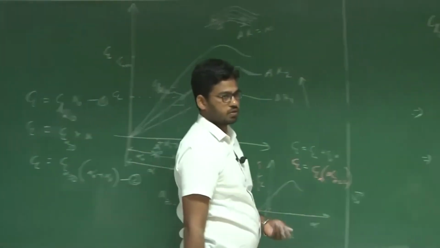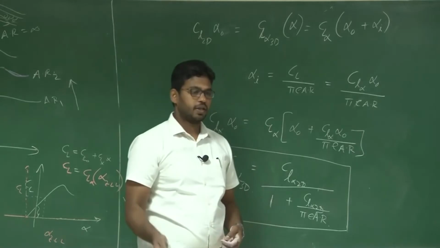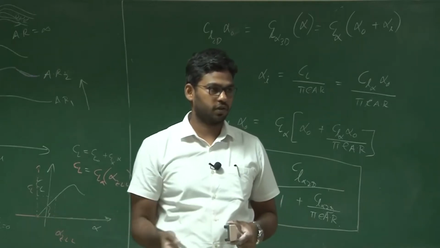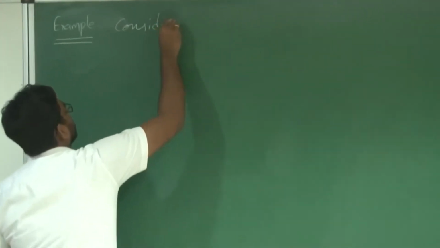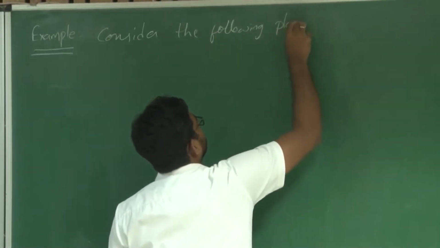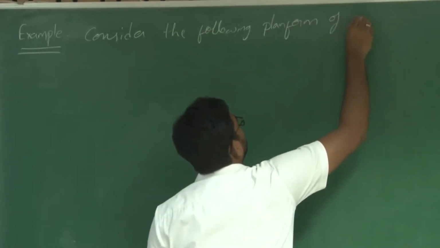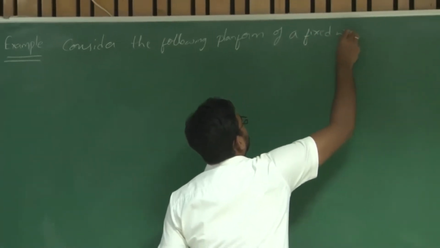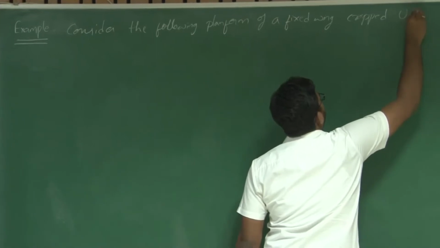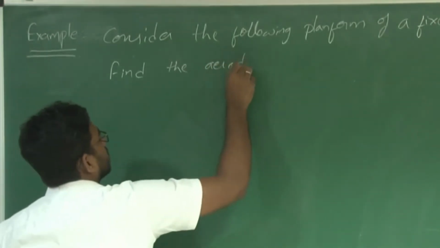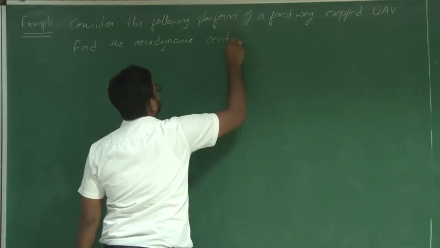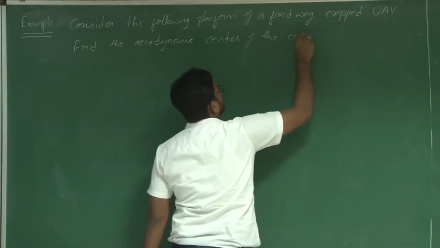Now let us look at some examples where you have the 2D data, that is airfoil data, and you have a planform, and you need to find the corresponding CL alpha of the 3D wing. Consider the following planform of a fixed wing, cropped delta UAV, aerodynamic center of the configuration.